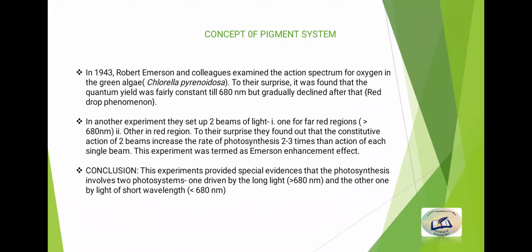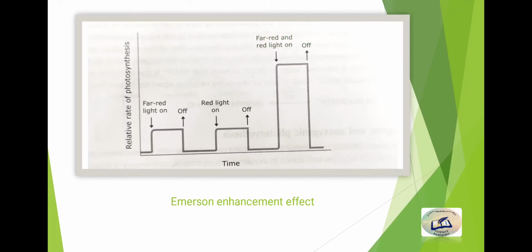So what they concluded from this was that the enhancement effect provided special evidence that photosynthesis involves two photosystems, one driven by light of long wavelength, which is greater than 680 nanometer, and the other by short wavelength, which is lesser than 680 nanometer. This whole experiment is termed the Emerson enhancement effect. Now this is the picture of the Emerson enhancement effect.